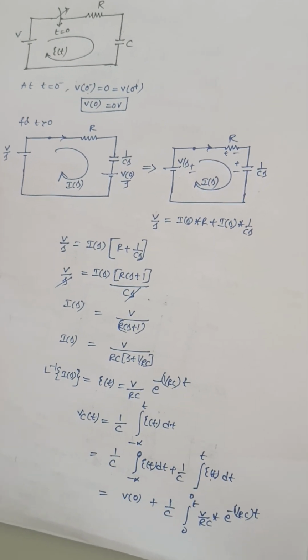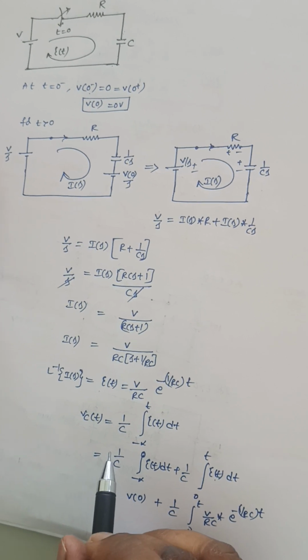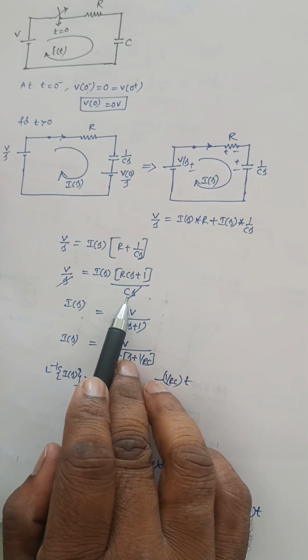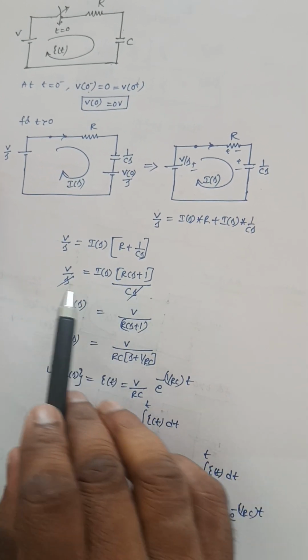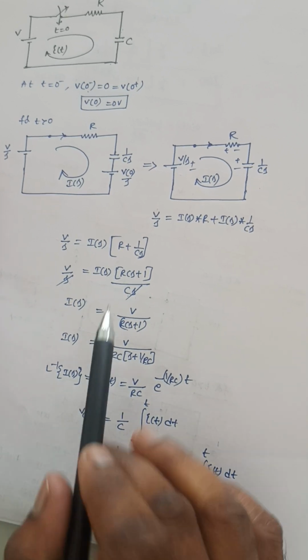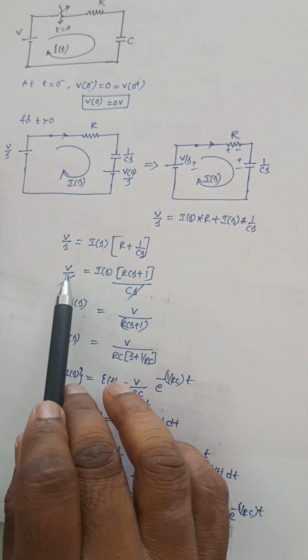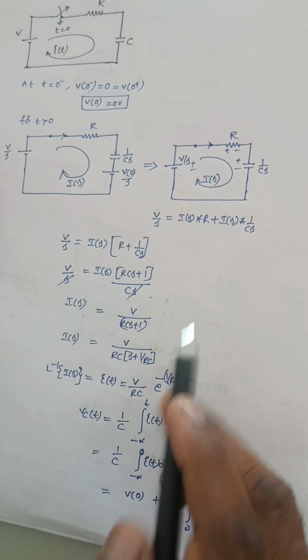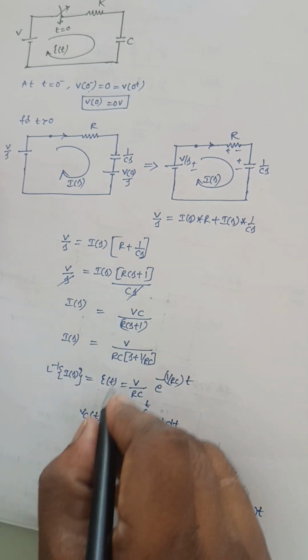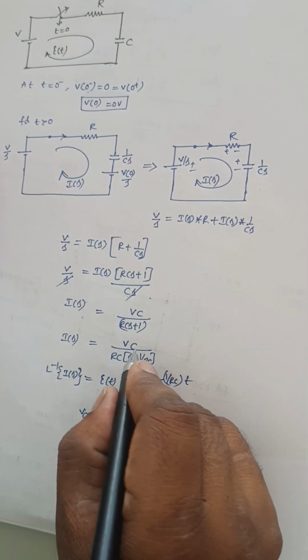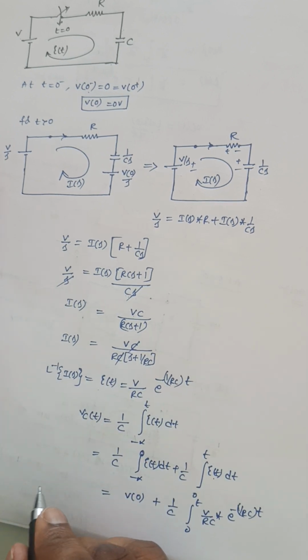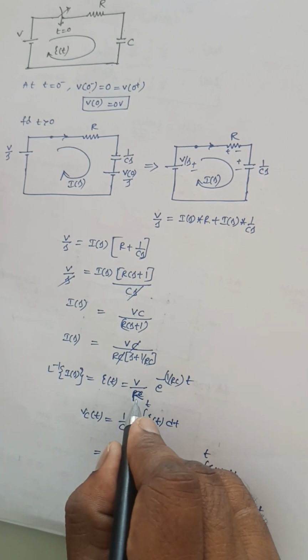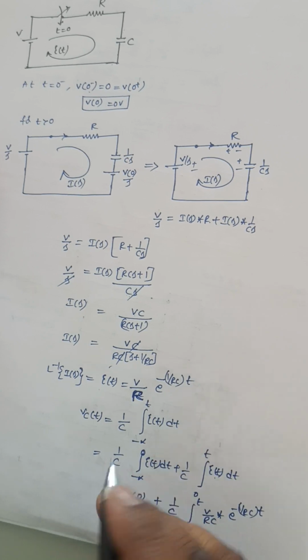Here I think I made a mistake. I forgot this capacitor C value here. S and S will get cancelled here. So I of S is equal to V into C. I forgot to write this, V into C. So this C and this C will get cancelled here. So finally it will become V by R into this one.